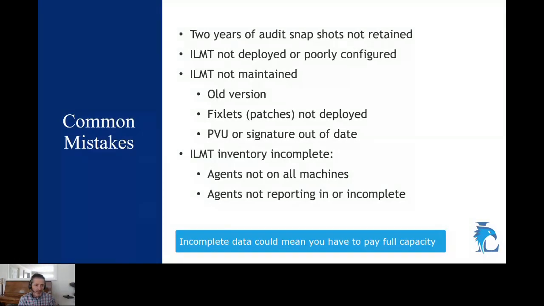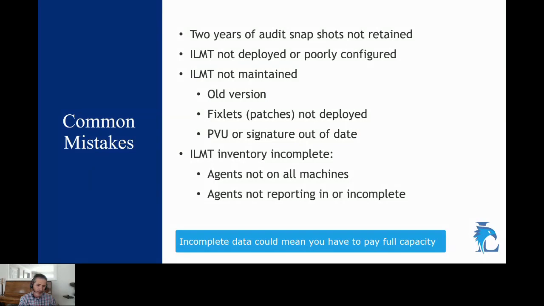The other one is ILMT has not been deployed at all, or it's been poorly configured. Sorry if some of you are losing me, by the way. I see I'm getting a message telling me there's a comms problem. I'll keep going. ILMT not being deployed properly or configured correctly. This is at the very beginning. I find this a very common one, particularly where it's an in-house implementation, because implementing ILMT is complex. It is not enough just to install it onto a machine and hope for the best. It does require very specific configuration, most notably that it requires external access to update portals on the IBM side.